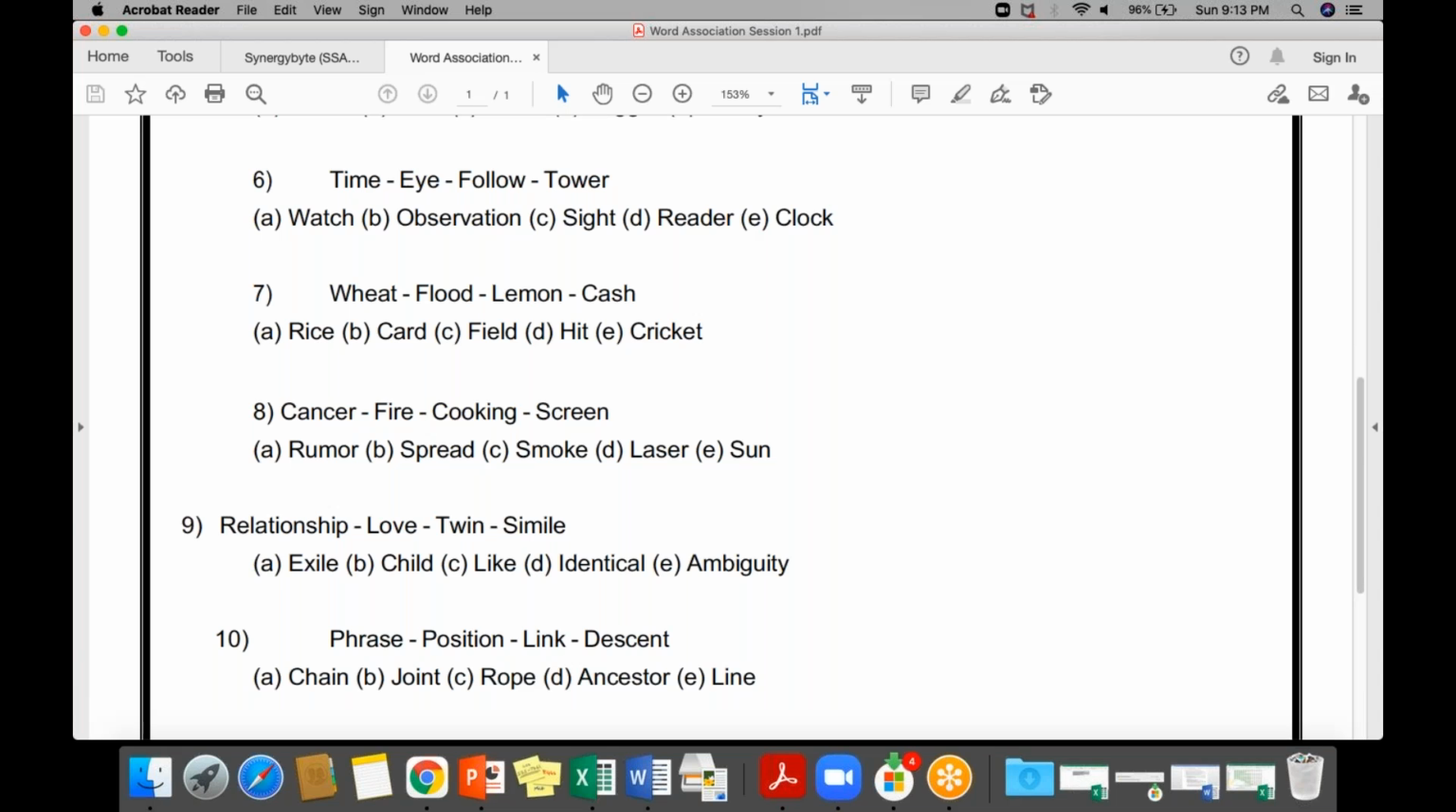Ishan, what do you think should be the answer? Right. My answer is line, as rightly identified by all of you. Line is the answer. Option number E, line is the answer.